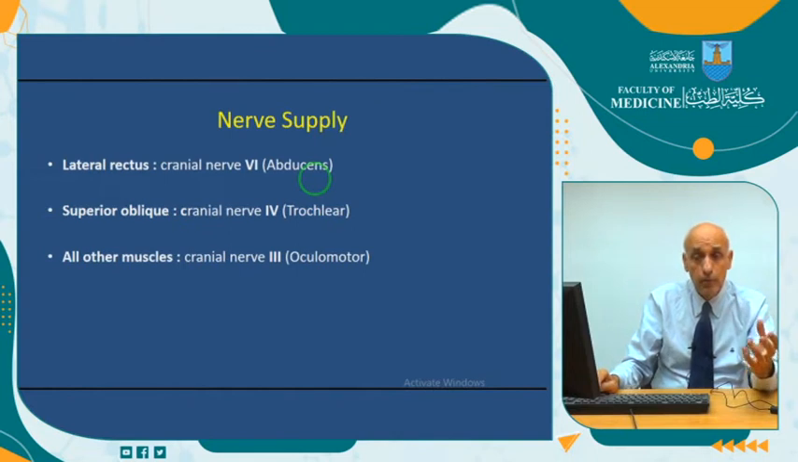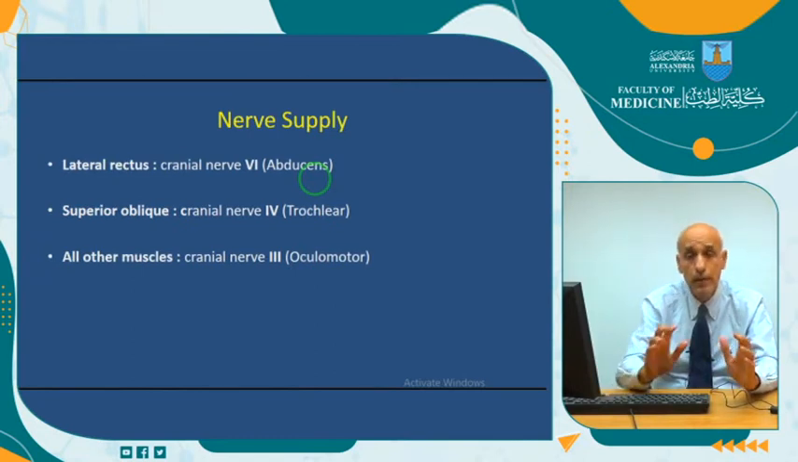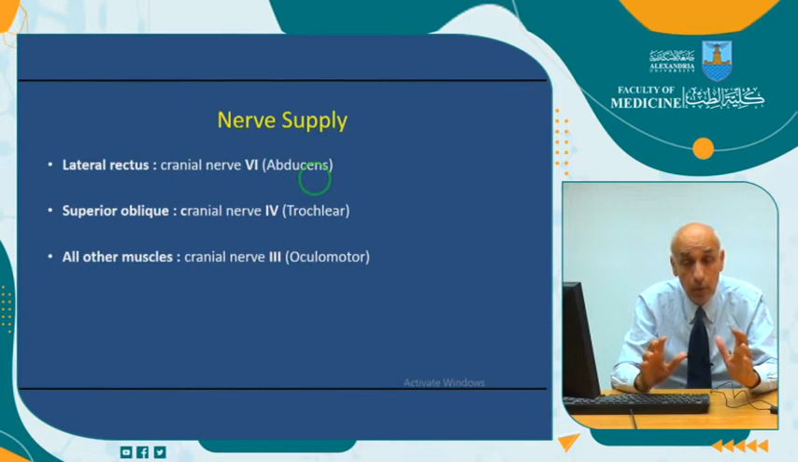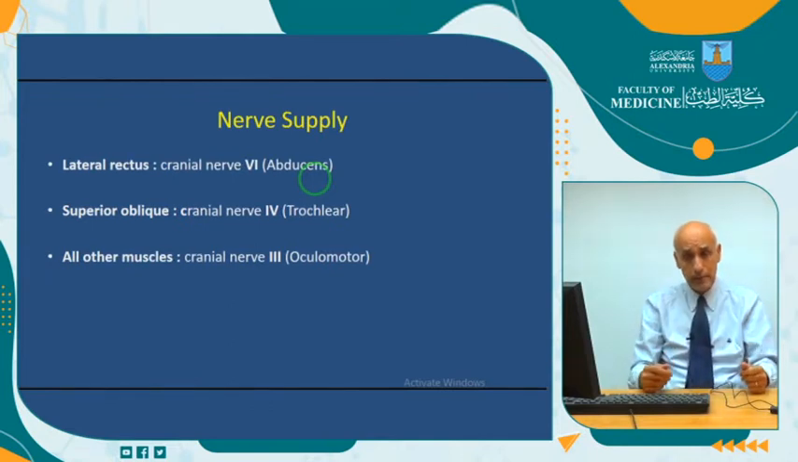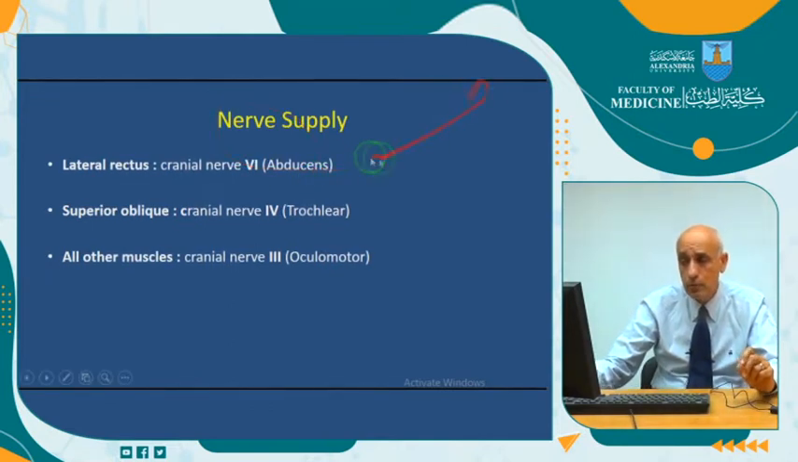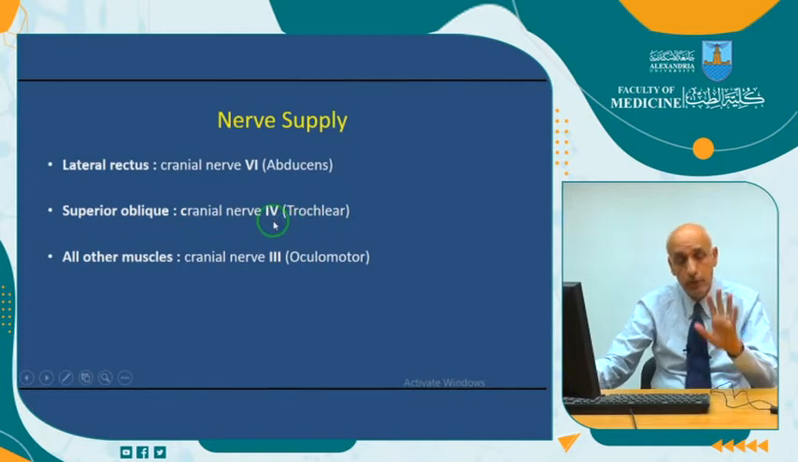It is very important to know the nerve supply of these muscles. All the muscles are supplied by cranial nerves. The third cranial nerve, or the oculomotor nerve, supplies all the muscles except two, the lateral rectus and the superior oblique. The lateral rectus is supplied by the abducens, which is the sixth nerve, and the superior oblique is supplied by the trochlear, which is the fourth nerve. So we have the third nerve, the fourth nerve, and the sixth nerve.